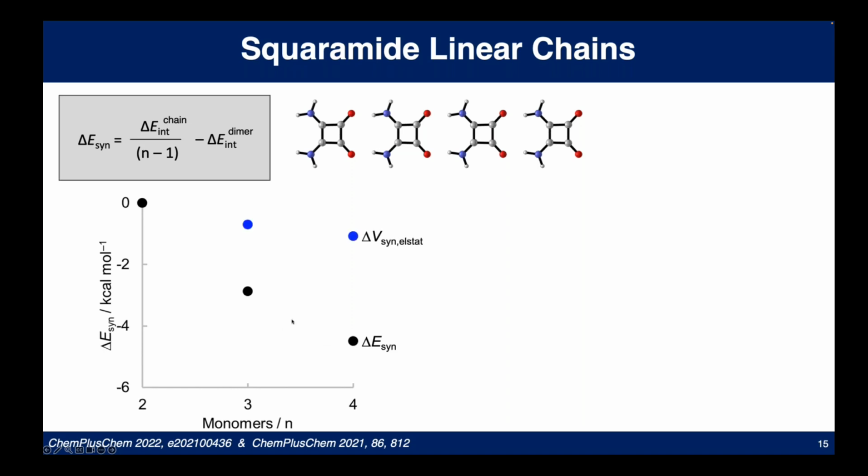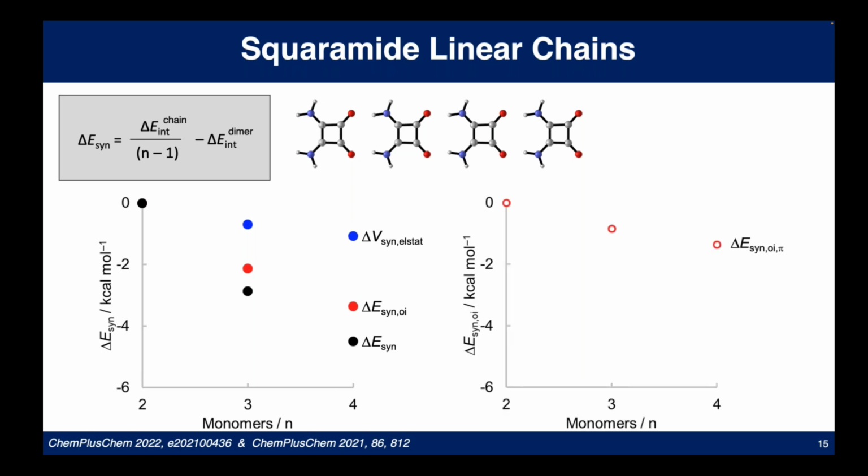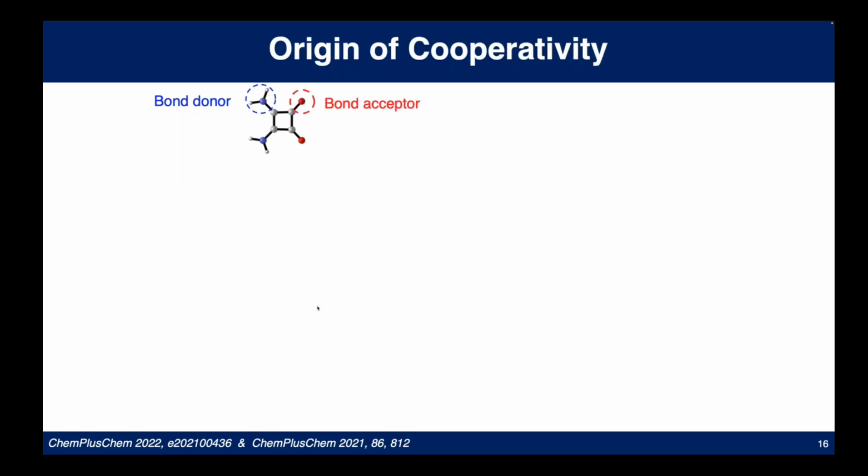And what we also see is that it comes with the electrostatic interaction and with the orbital interaction. And this orbital interaction shows us a synergy in the pi system and a synergy in the sigma system. So now we have the numbers, and we know that we have to look for the reason in the electrostatic part and in the orbital interaction part. So now we are going to look for the origin of the cooperativity.